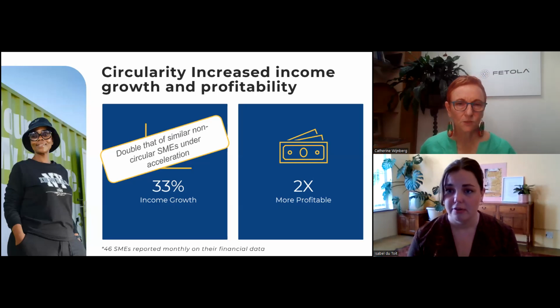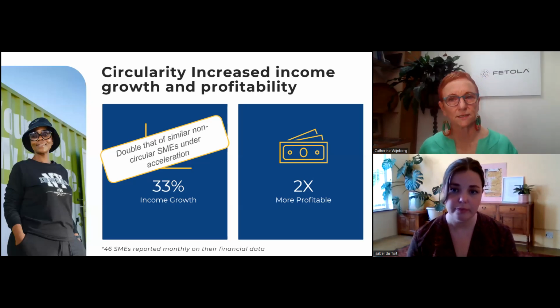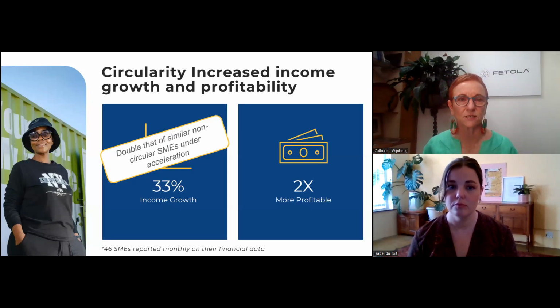Yeah. So thanks, Isabel. This is when we started to get really excited with these results. And of course, this is just a practical example. It's not a university research test. So we're not saying 100% that there's causality between people being circular and that absolutely being the reason.